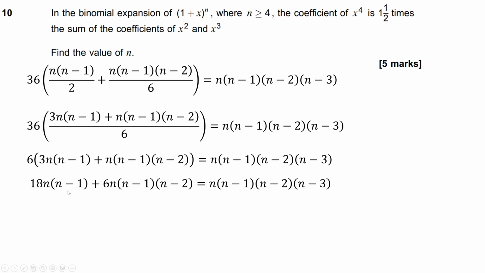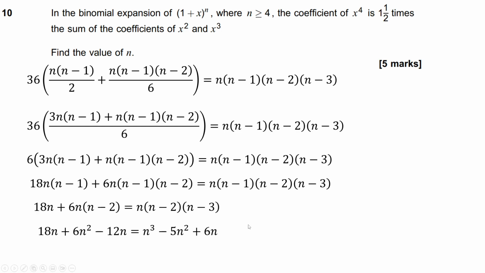You'll have this. You've got n minus 1 in common on both sides, and then same with n minus 2. It looks like I just expanded for some reason. It doesn't matter. Anyways, you'll get this.